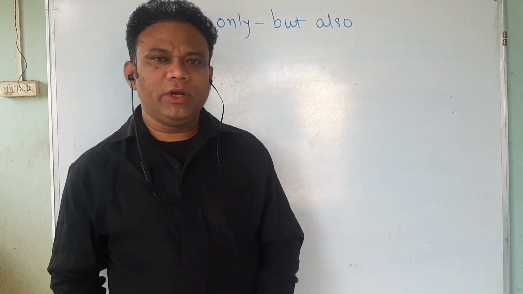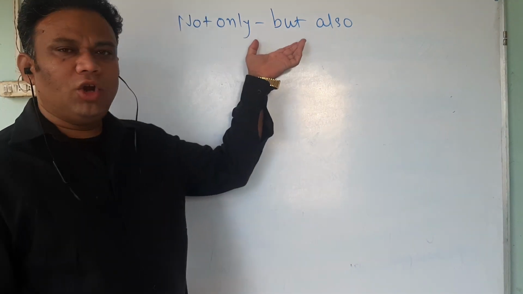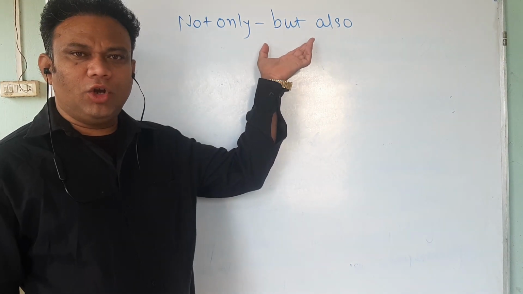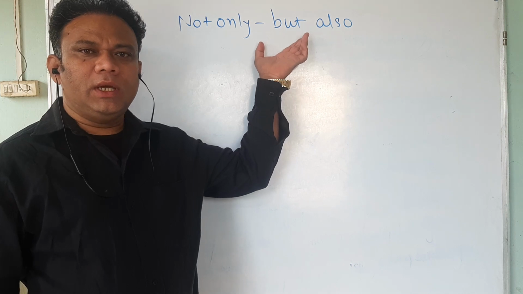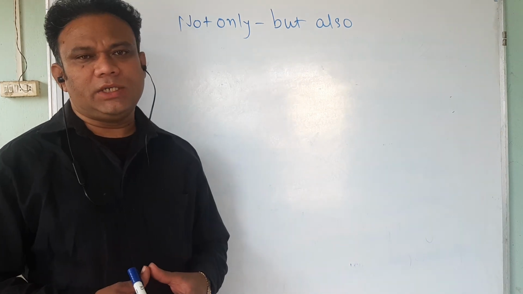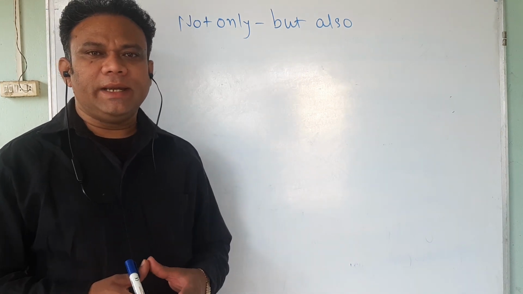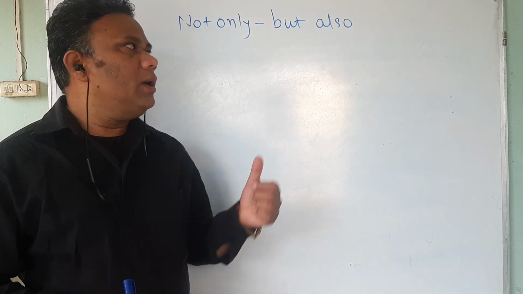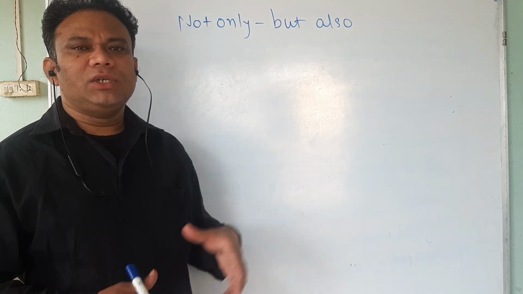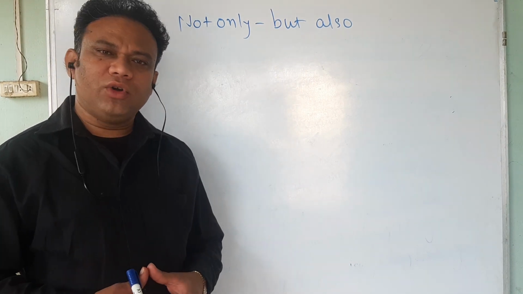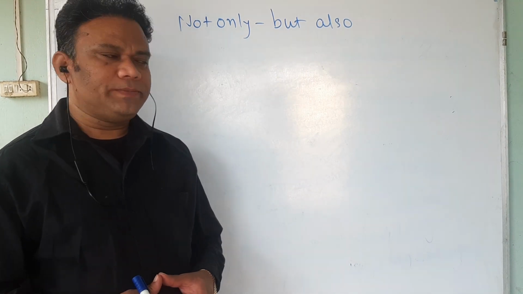Children, today I am going to explain to you the topic "not only but also". Not only but also are coordinating conjunctions. Generally we use coordinating conjunctions for making the sentence compound. Many times we are told to use not only but also in the sentence. So let us see how to use not only but also.